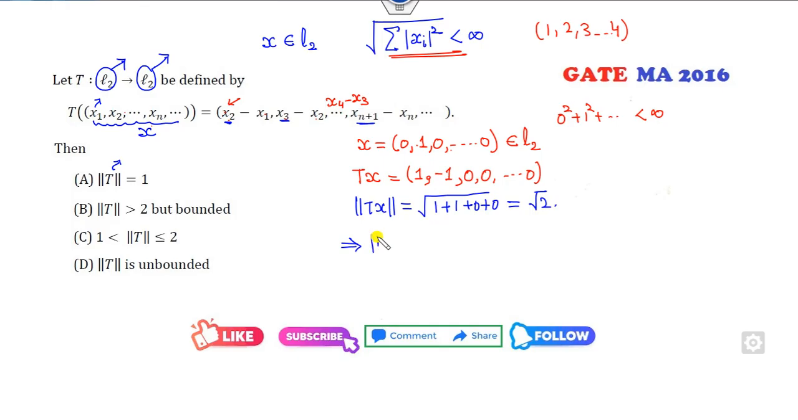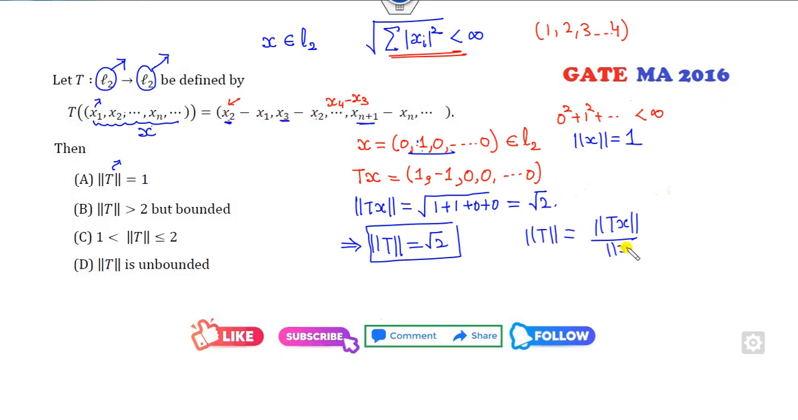So it means norm of T should be my norm of 2. Why? Because you can see norm of x is my 1. Fine, 1 square, 1 square. So I can define the norm of T as norm of Tx divided by norm of x. So it is my root 2 divided by 1. So root 2. Norm of T is greater than root 2, but it is 1 point, it cancels out.